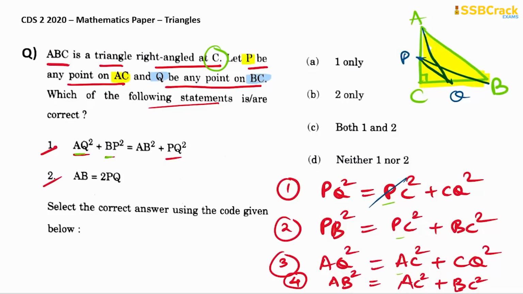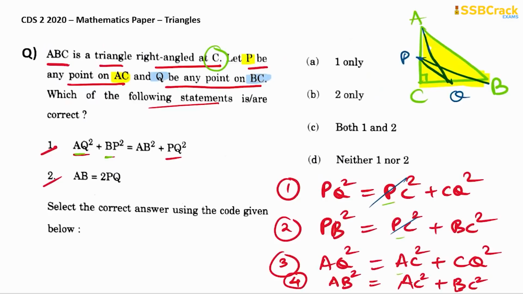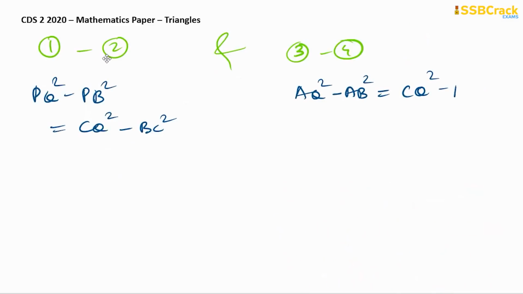See, PC square will get cancelled, and we will get CQ square minus BC square, right? And for 3 minus 4, we are getting AQ square minus AB square equal to... AC square is getting cancelled, let's check there. So we are getting CQ square minus BC square. Did you notice that we obtained the same right hand side? I will name these as equation 5 and 6.